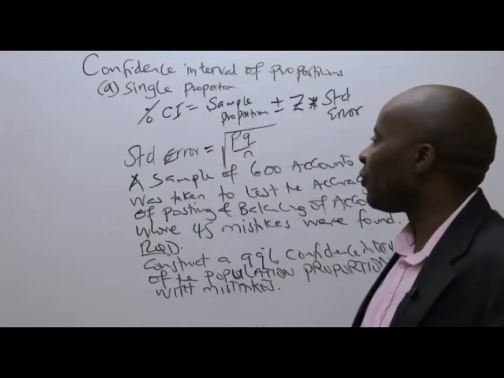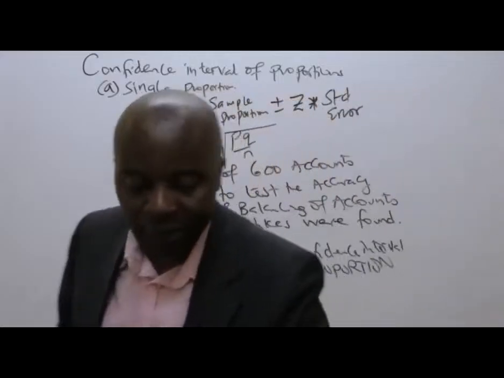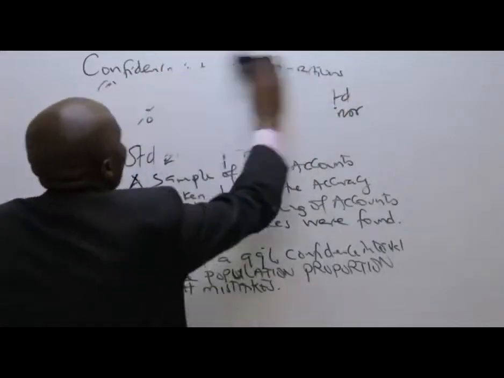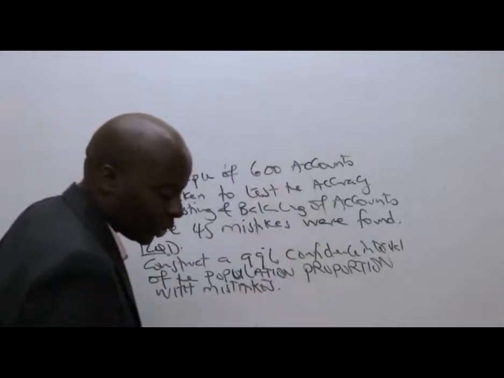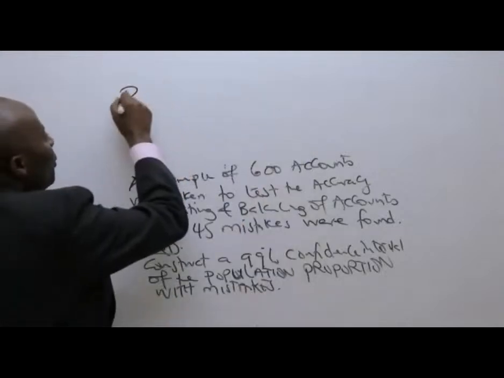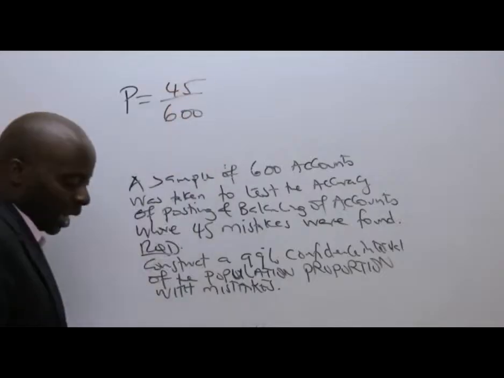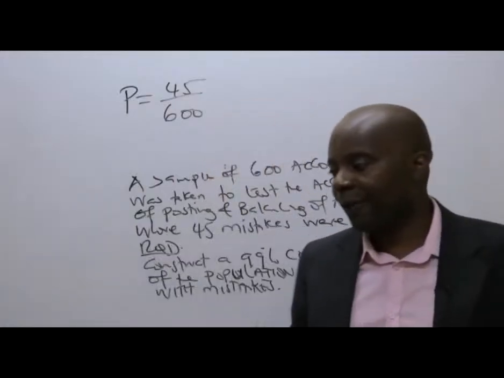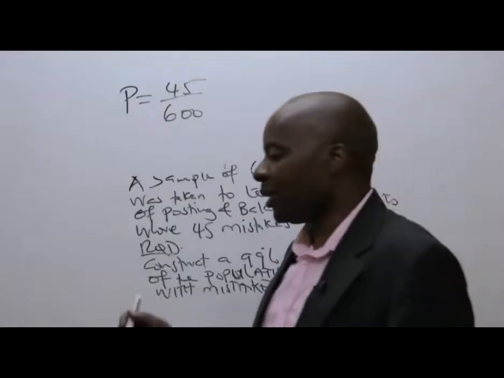So give me the sample proportion with mistakes. The sample proportion here will be 45 out of what? 600. So could you kindly give me this figure? What is 45 over 600? I can see HP man giving me 0.075.